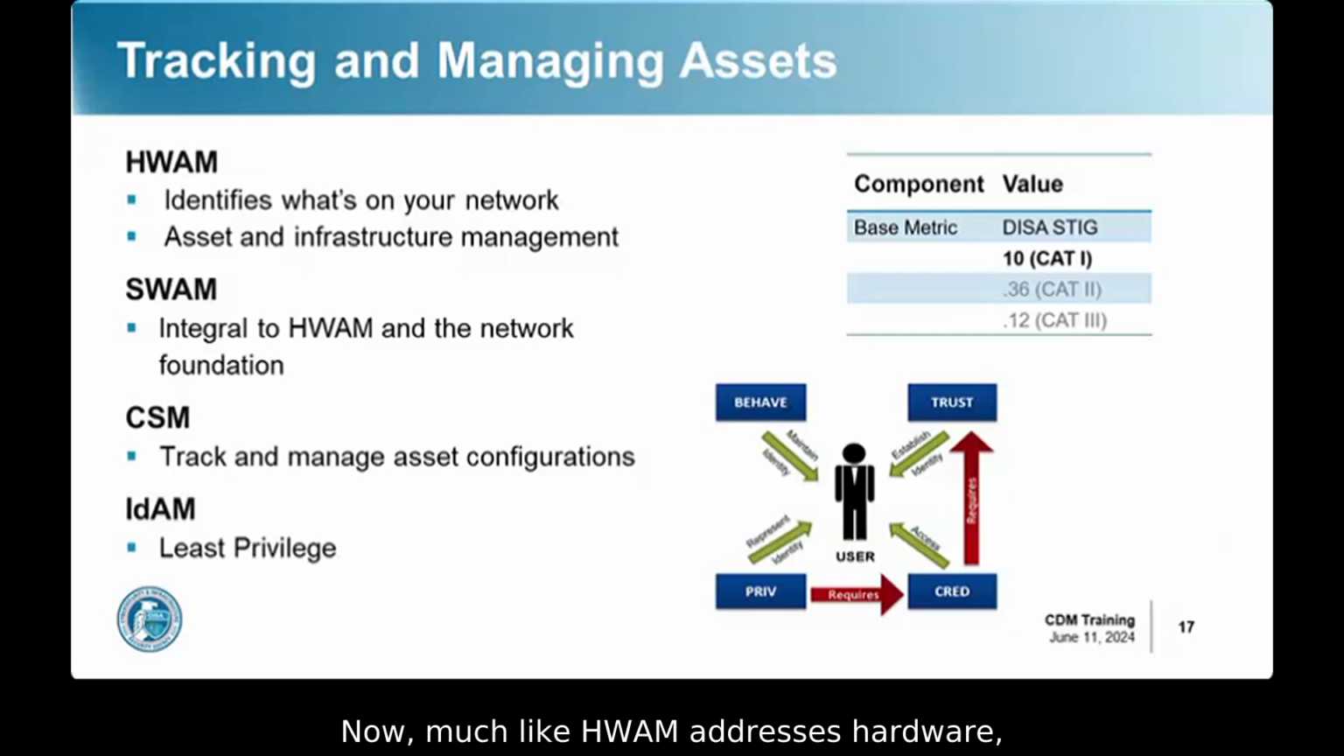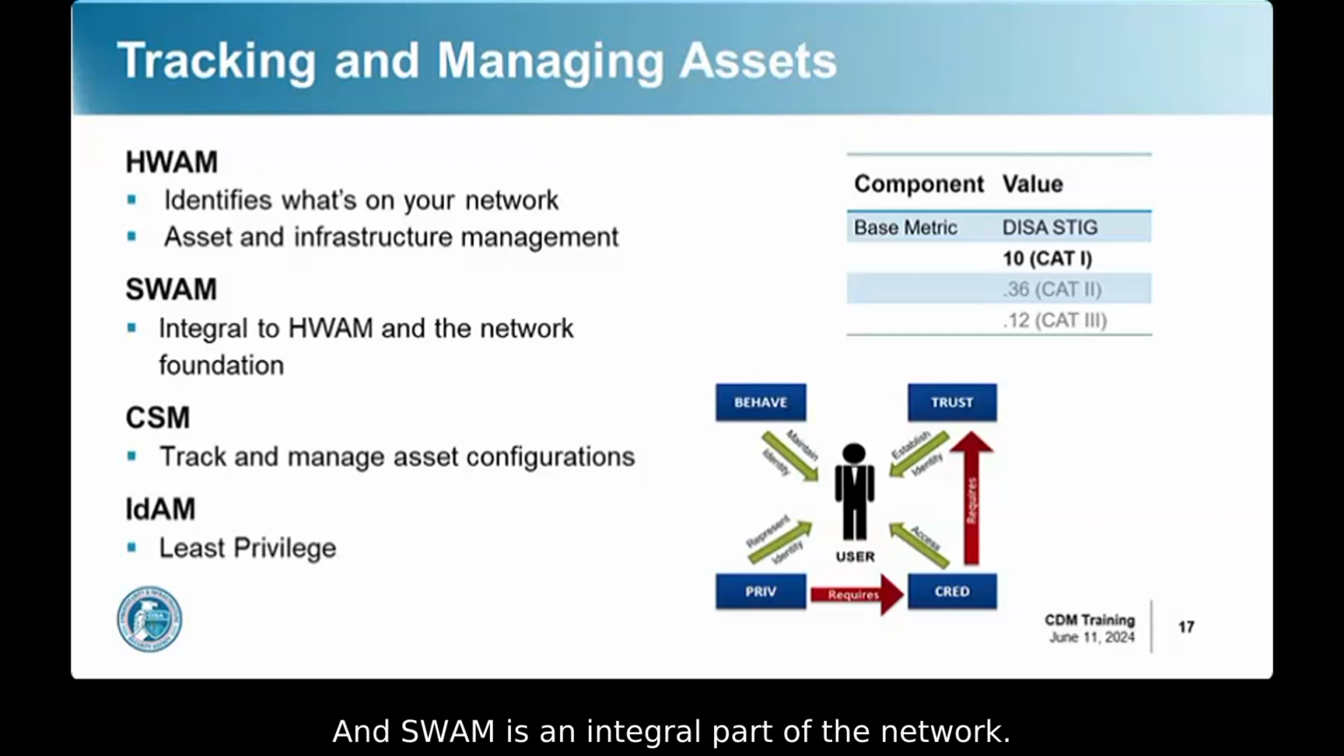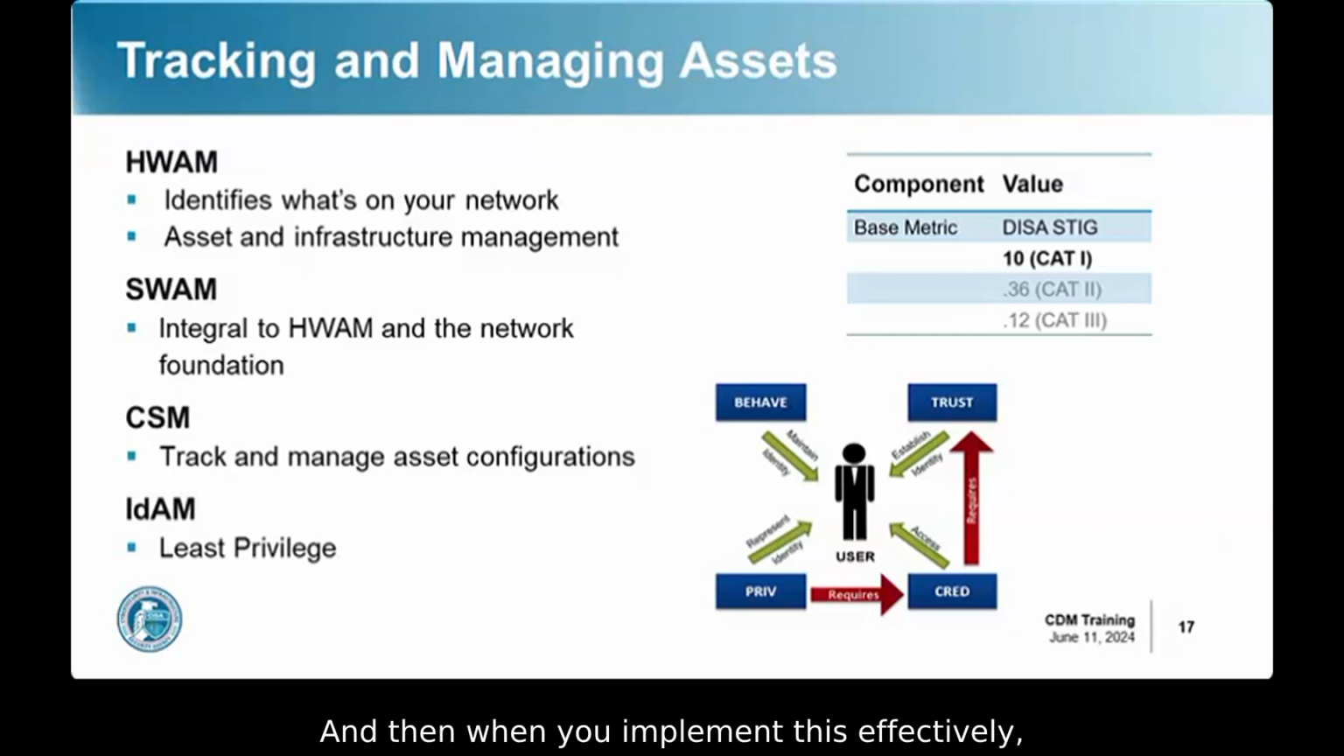Now, much like HWAM addresses hardware, SWAM addresses software. Okay? And in order to have an effective SWAM program, you really first have to know what machines you have and where they are. So therefore, HWAM and SWAM really do go hand in hand. And SWAM is an integral part of the network, and it can track things like patching status and licensing, if you have an unauthorized machine or legacy software products that are out there that you may have forgotten about. And then, when you implement this effectively, it can have a real and positive effect on your user productivity.